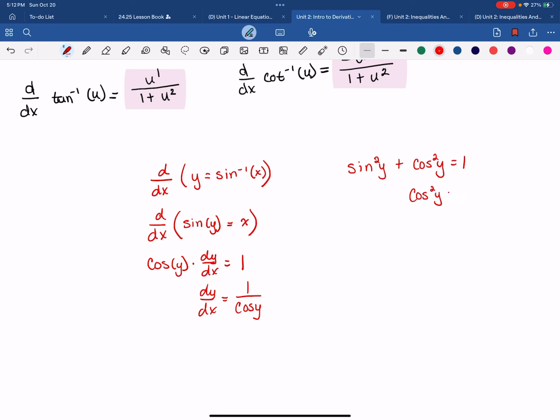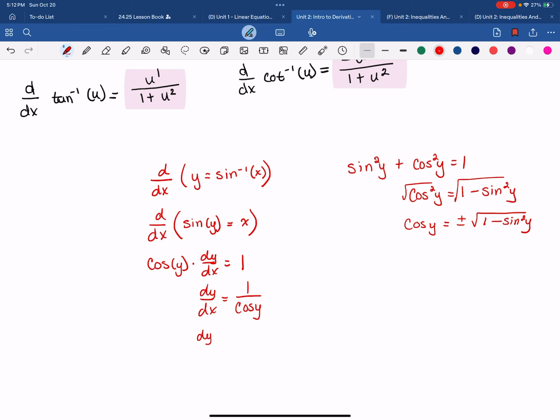Cosine squared y equals 1 subtract sine squared y. Take the square root of both sides. Cosine y equals plus or minus the square root of 1 subtract sine squared y. Well, we're going to force this one to be positive because it's going to work out whether it's negative or positive, and we're just going to force it to be positive for this.